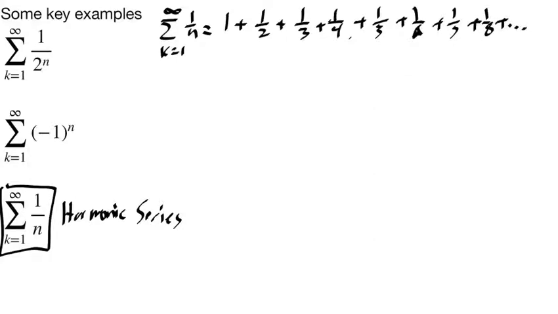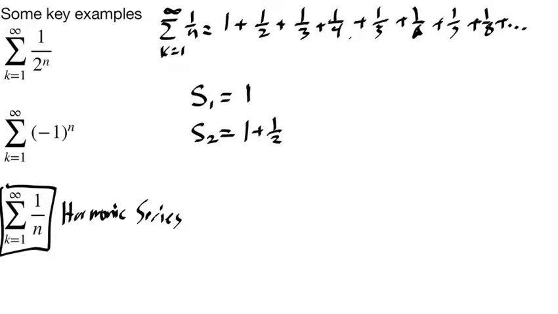And the question is, well, what does this do? Well, we have to think about our partial sums, but there's a trick to thinking about it. And so I'm going to just show us the trick. The trick is to only look at the powers of 2 partial sums. So S1 is just 1, right? S2 is 1 plus a half.